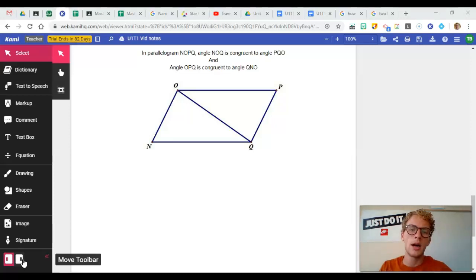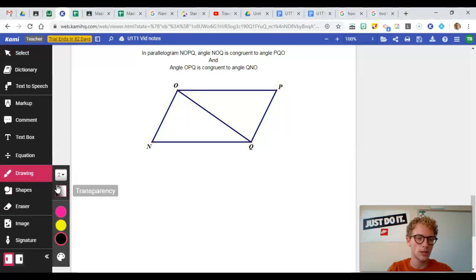Hey everybody, in this video we're going to learn how to show that two angles are congruent. So we have our same parallelogram here, and it says angle NOQ, the angle formed by NO and Q, is congruent to angle PQO. In that order, it has to be in that order. So I'll show you the first way that we're going to demonstrate this.